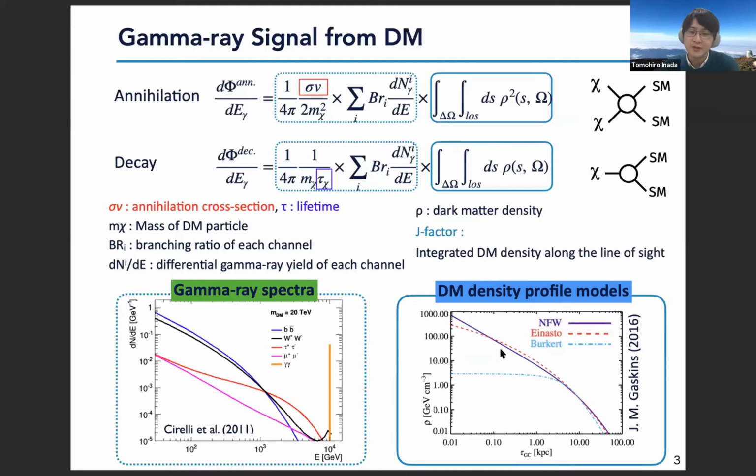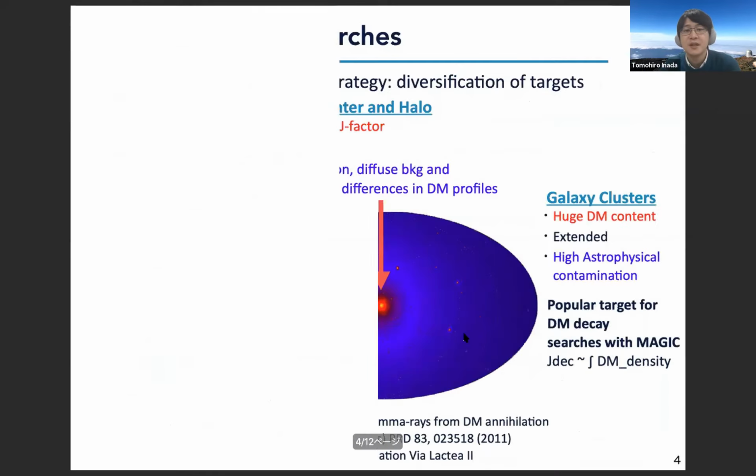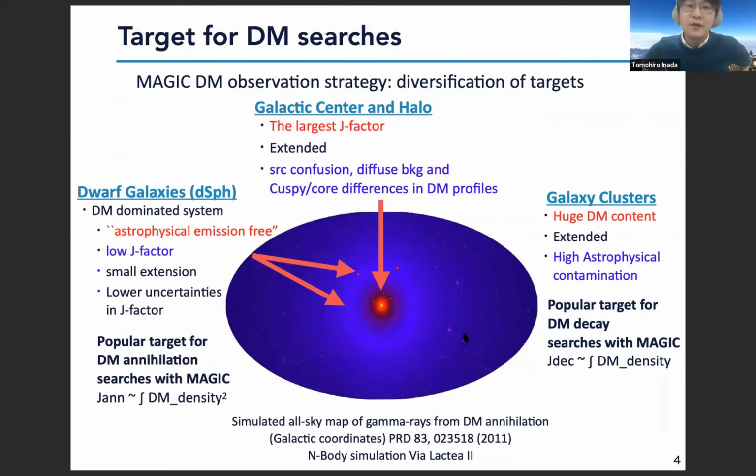I already mentioned this in Manuel's talk. There are several targets for dark matter search with gamma rays, and the strategy of the MAGIC dark matter search is the diversification of targets. We try to observe many targets, for instance the galactic center and halo, dwarf galaxies, and galaxy clusters. They are complementary to each other, so we want to make it diverse.